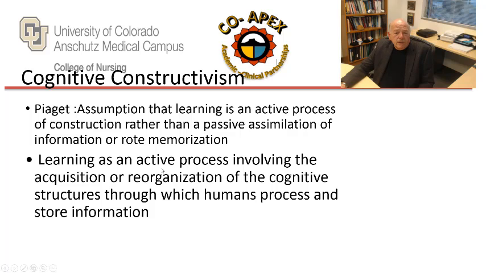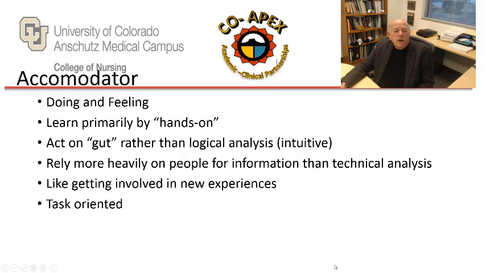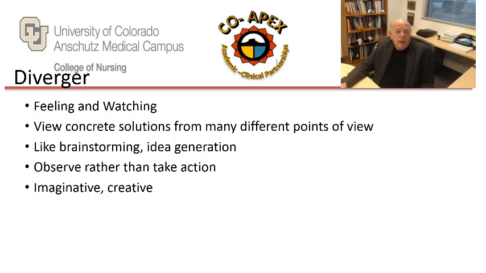Within that model, there are several different styles. The first is the accommodator. The accommodator is someone who does and feels about it. They learn primarily by the hands-on. They're classically experiential learners. They act on their gut, oftentimes based on prior constructs and understanding, rather than a logical analysis or something intuitive about this. They rely more heavily on people for information than on technical analysis of any information they've read or seen. They like to get involved in new experiences, and they're largely task-oriented.